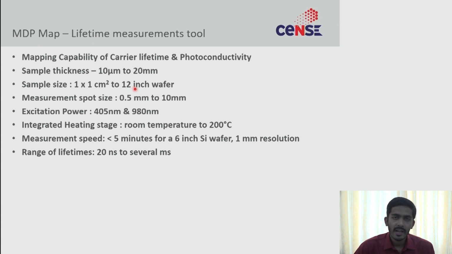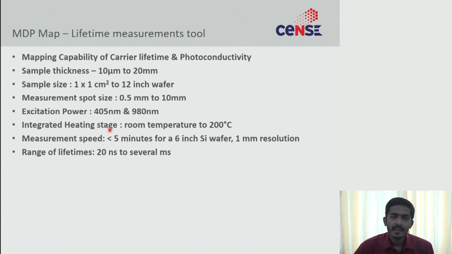This tool also has a mapping option, so you can map the complete wafer. The spot size that is used in this tool is 0.5 mm and it can be reprogrammed up to 10 mm. There are 2 lasers to perform these measurements. One is a 405 nanometer laser, the other one is a 980 nanometer laser.